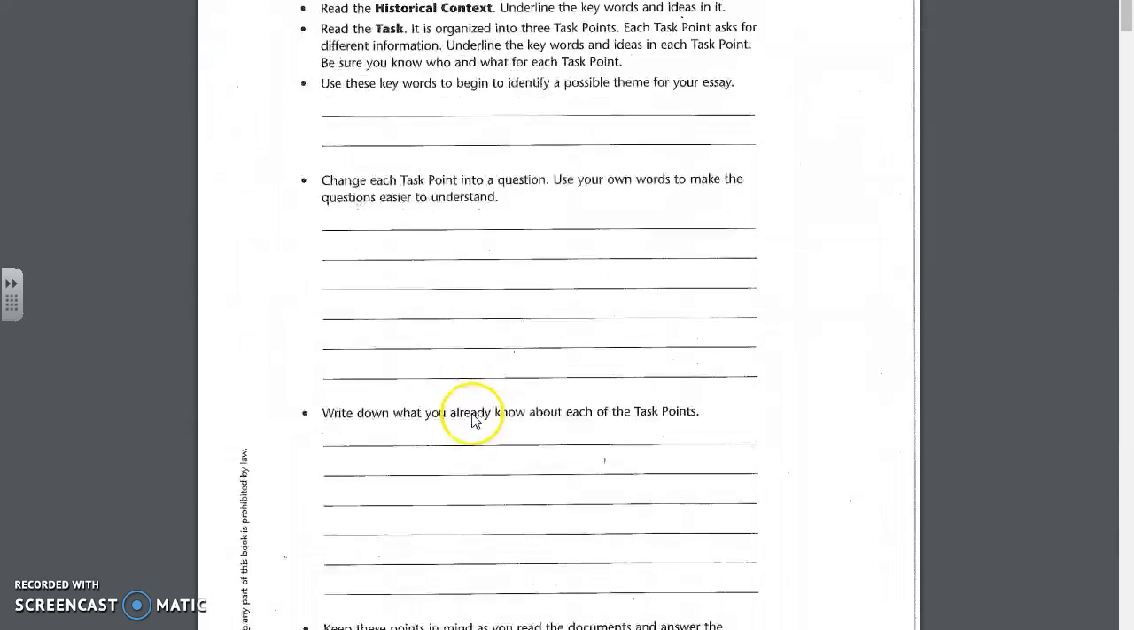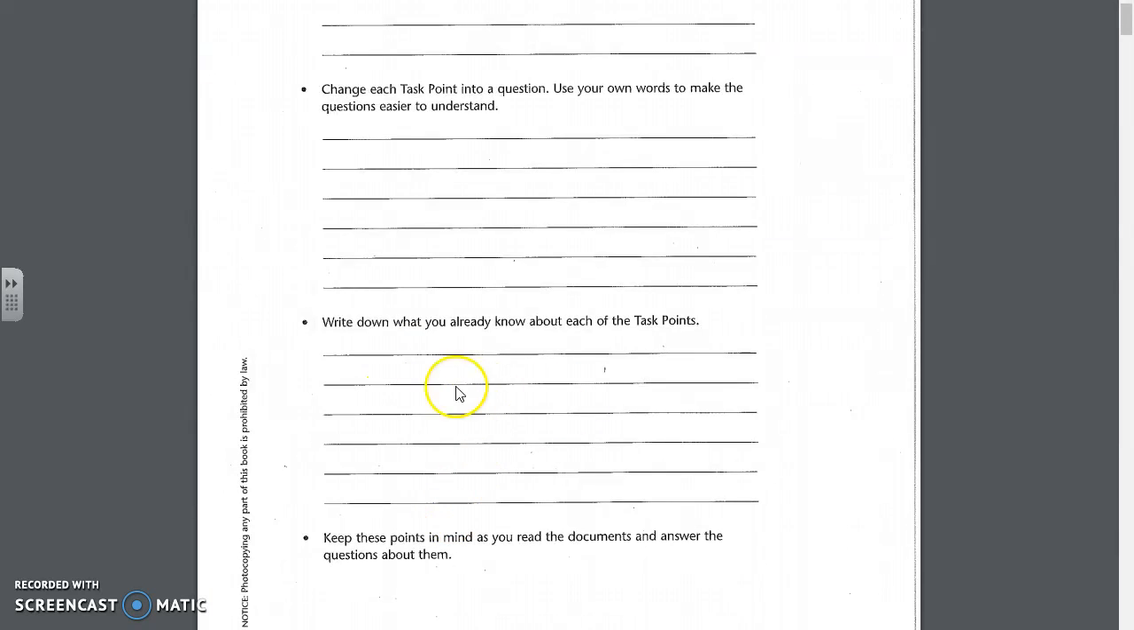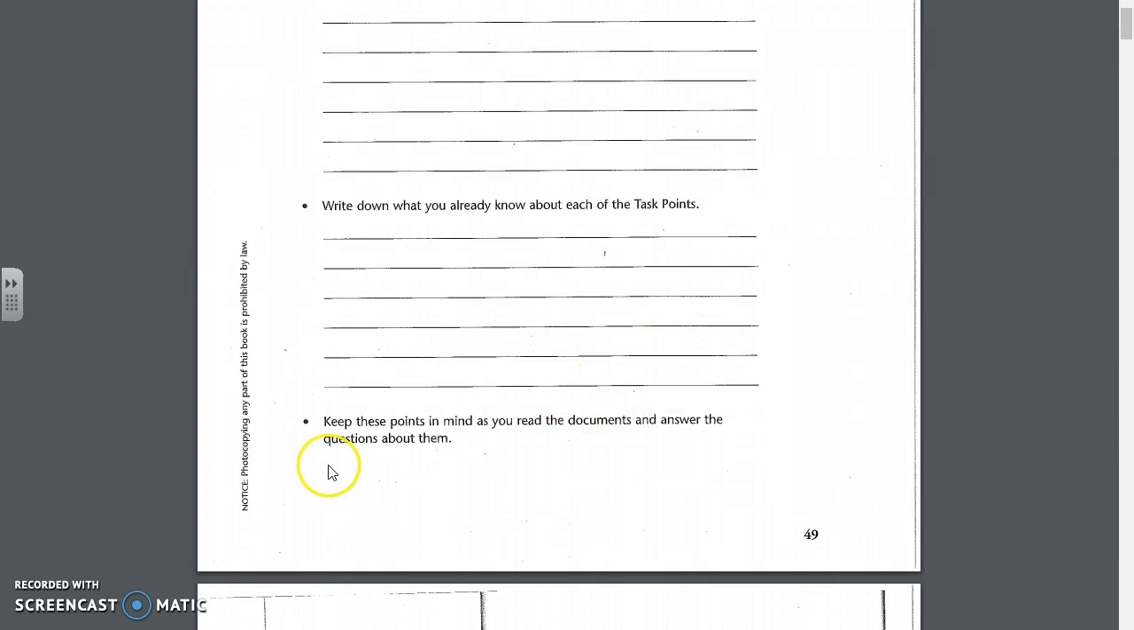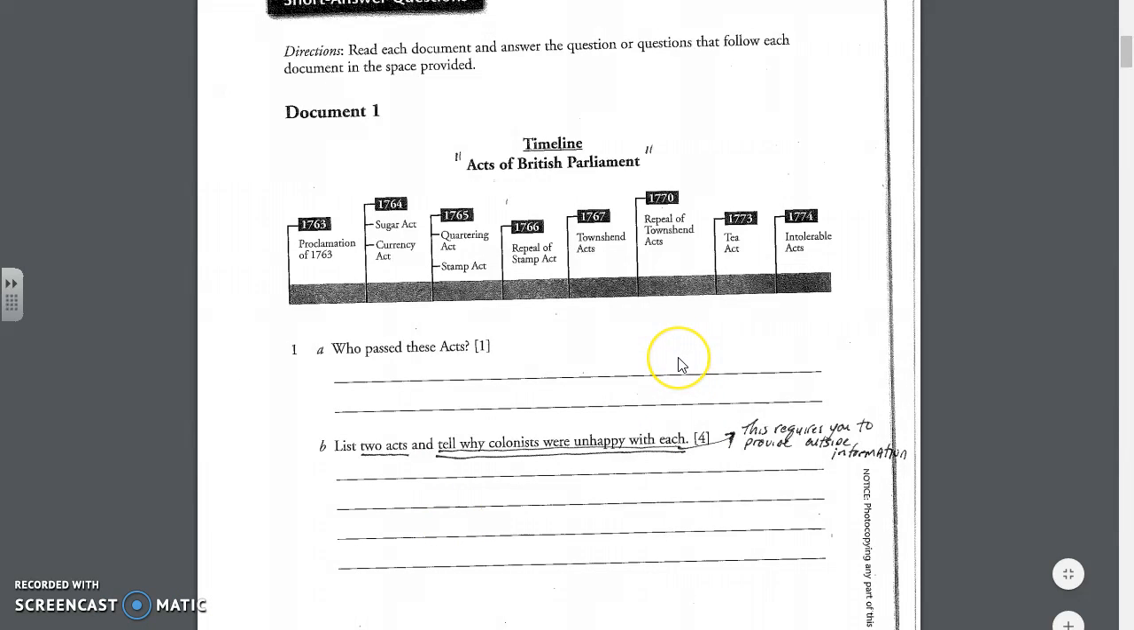You probably know quite a lot about each of these particular task points. Put that information down here on these lines here. Write down what you already know about each of the task points. And then keep those task points in mind as you begin to read the documents and answer the questions about them. All right, so let's flip to document 1 when you're ready.